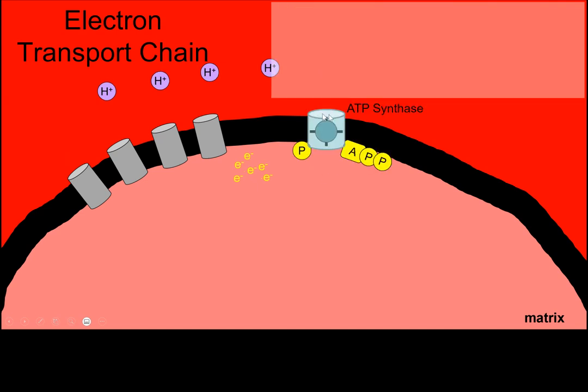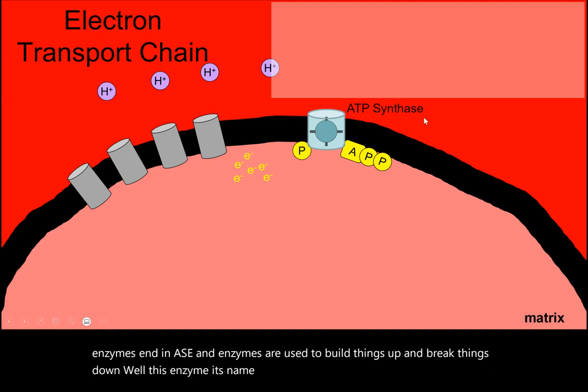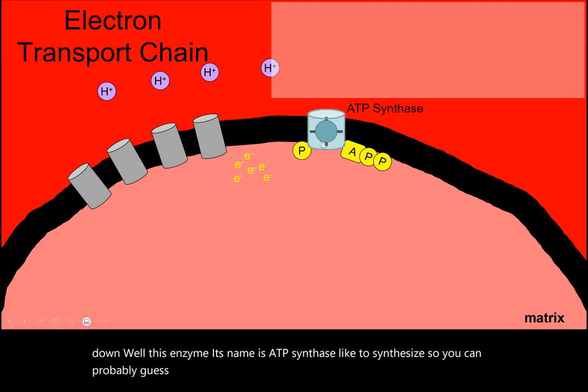Here we have ATP synthase. Now you know it's an enzyme because it ends in -ase, right? All enzymes end in -ase, and enzymes are used to build things up and break things down. Well, this enzyme's name is ATP synthase, like to synthesize. So you can probably guess that this membrane protein is also an enzyme that creates ATP.